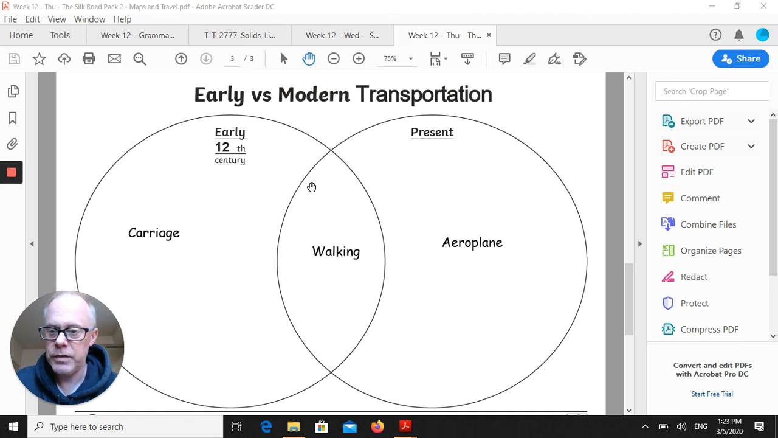Now, in the middle section, you should be well aware of how Venn diagrams work now. So the middle section is words that belong in both. And I put walking because guess what? People back in the 12th century walked, and I'm pretty sure people walk now as well. So I'll put that in the middle there. 3 examples to get you started. List as many as you can think of. You might want to do a little bit of extra research on the Silk Road to get some extra ideas and see how much of that Venn diagram you can fill in.